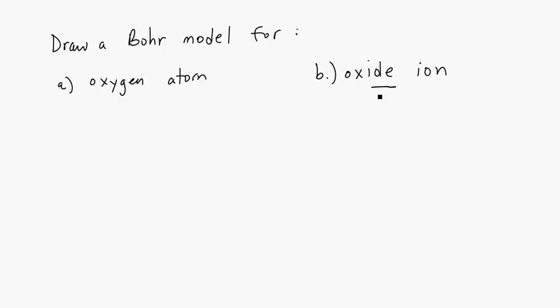For metals, when metals change into ions, the name doesn't change. So if it was an iron atom, you just call it an iron ion.